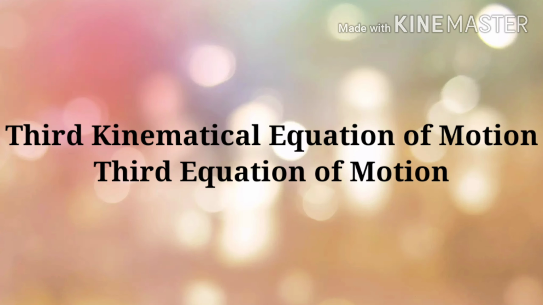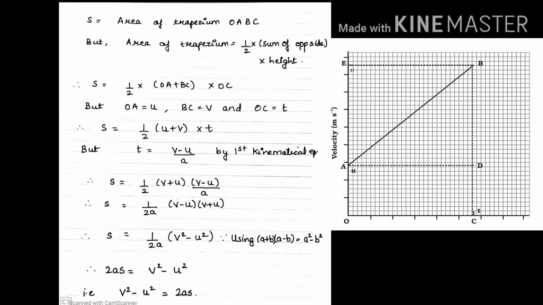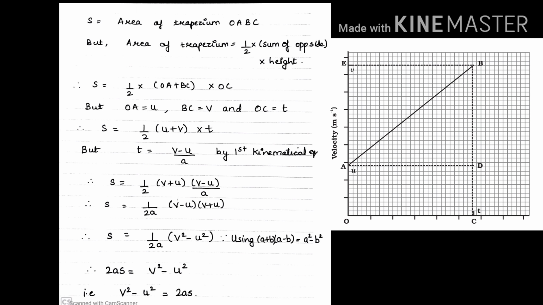So let us derive the third equation of motion, which is again very simple. As we all know, the area under the line represents the displacement of the object. So s is equal to the area of trapezium OABC. Do you know the formula for a trapezium? Yes, the area of a trapezium is half into the sum of the parallel sides multiplied by the height, so s is equal to half into the sum of the parallel sides OA plus BC multiplied by OC.